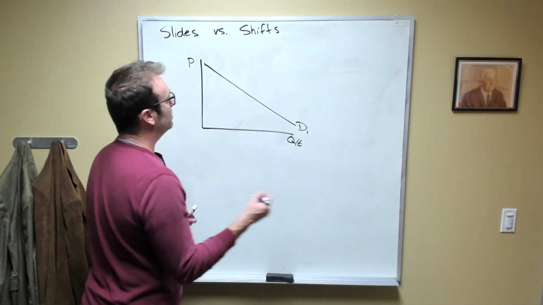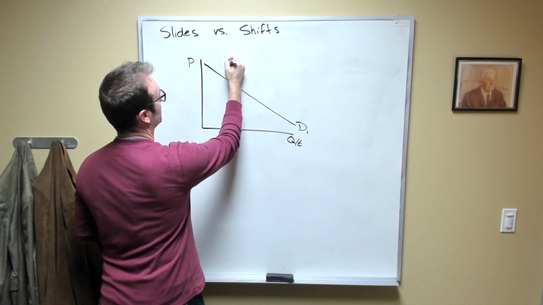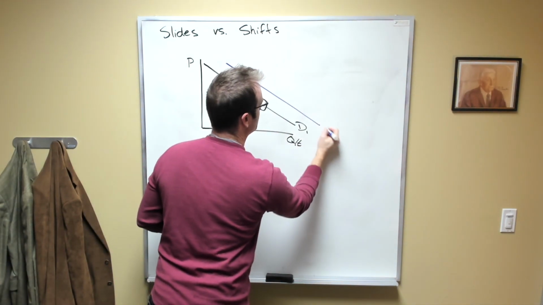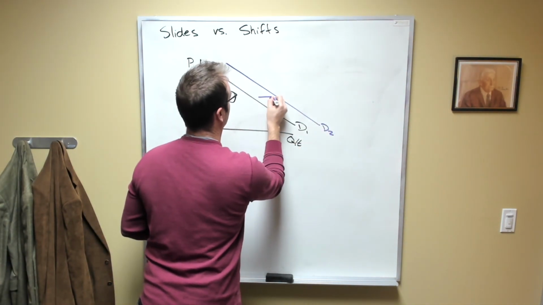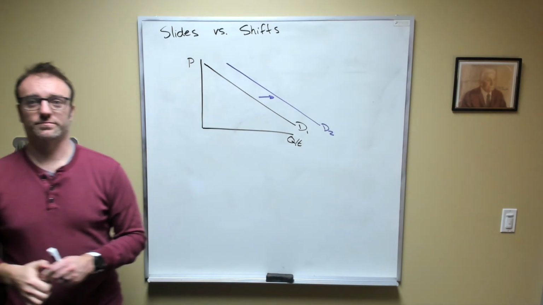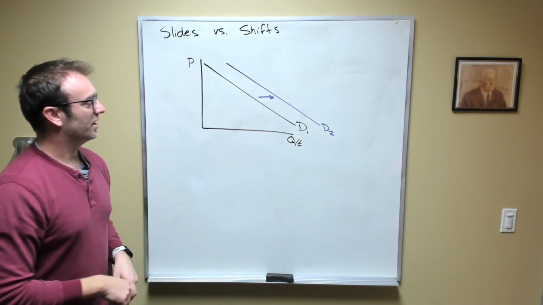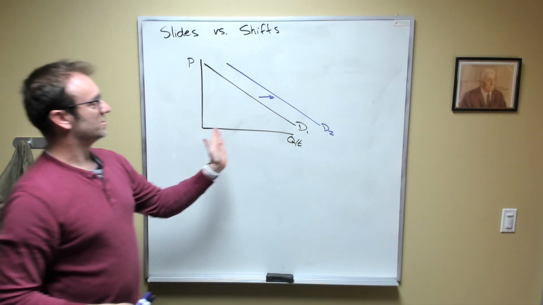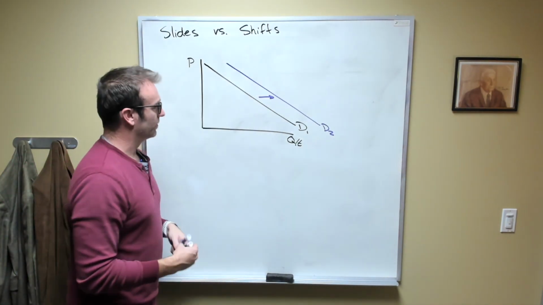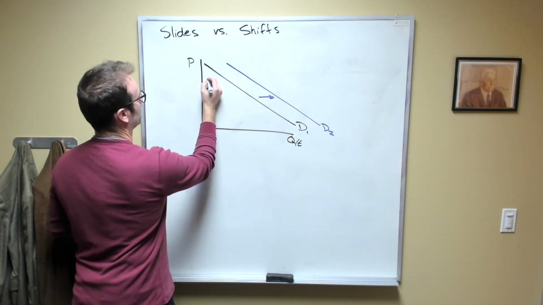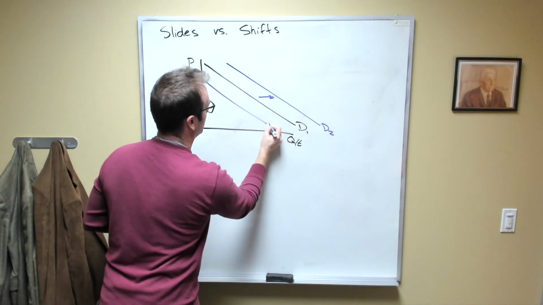So if we had an increase in demand, what we would see is just a rightward shift of the entire demand curve. So a change in demand means the entire line has shifted. A decrease in demand would just move this curve over to the left. We would see something like this.